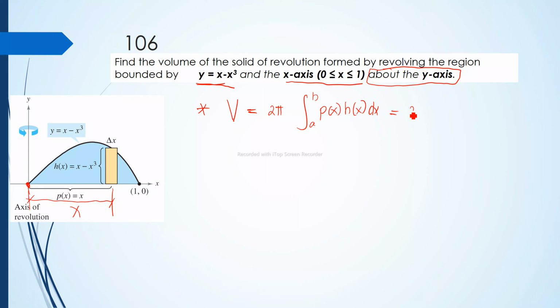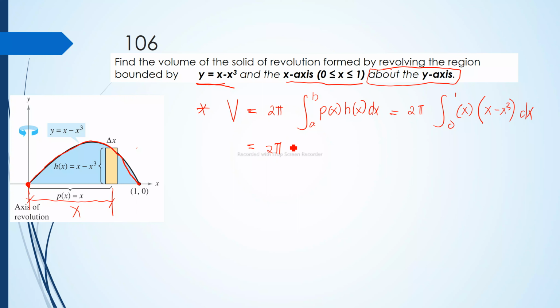So we will have 2 pi times the integral of x, that is our p of x, the average radius, times h of x. H of x, or the height, is just the height of this curve at each x, so h of x is just y equals x minus x cubed, dx. How about our lower and upper limits? Already shown here, our lower and upper limits are 0 to 1.